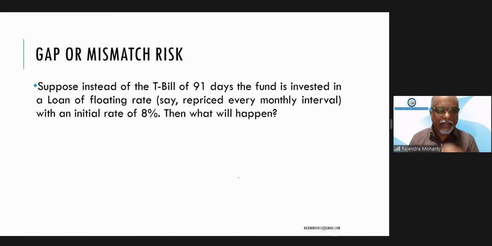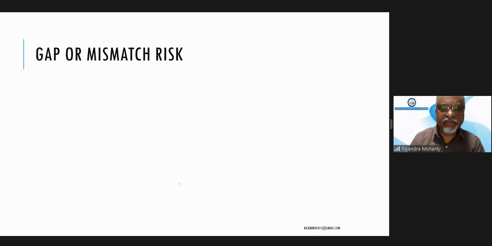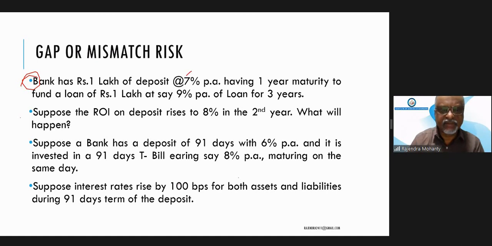Suppose instead of the T-bill of 91 days, the fund is invested in a floating rate loan, which is repriced every month with an initial rate of 8%, then what will happen? We have that same 91 days deposit, which is deployed to fund a treasury bill of 91 days. Sorry, not deposit, here also the treasury bill was there, na? So the bank's deposit is 91 days, it's okay.